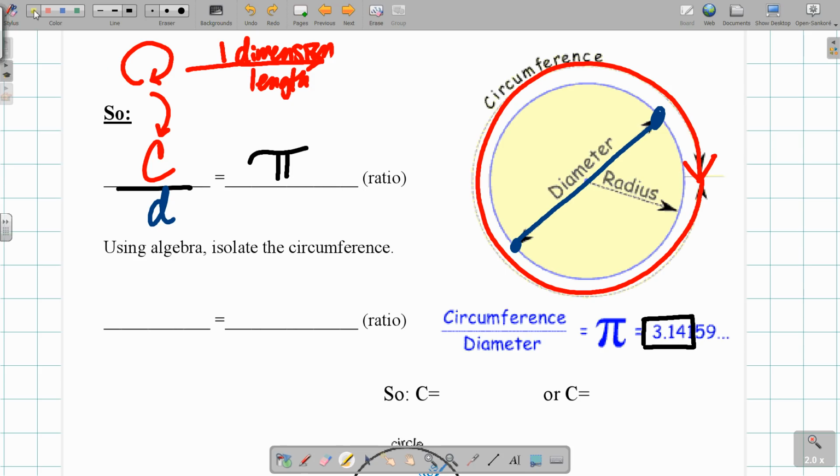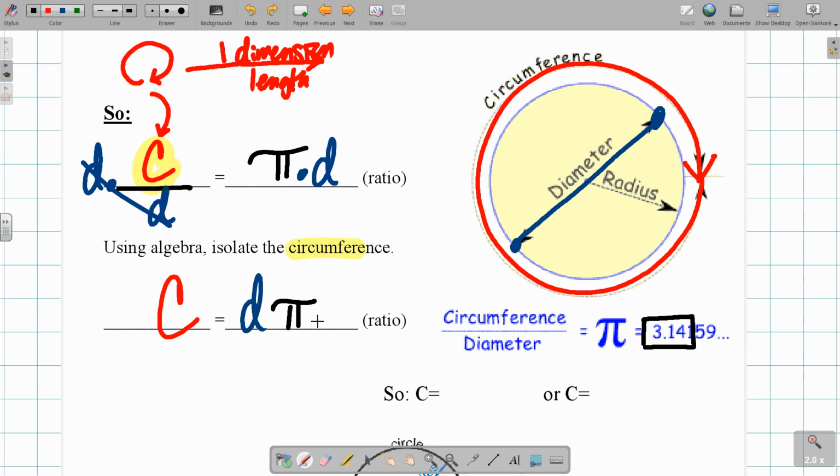So, if we were to isolate the circumference, or get the circumference by itself, you're going to get a functional form that you're going to see very often. So we're going to multiply both sides by the diameter, and you get this very important equation. To find the circumference of any circle, you simply take the diameter and you times it by pi. So circumference equals d times the constant pi.